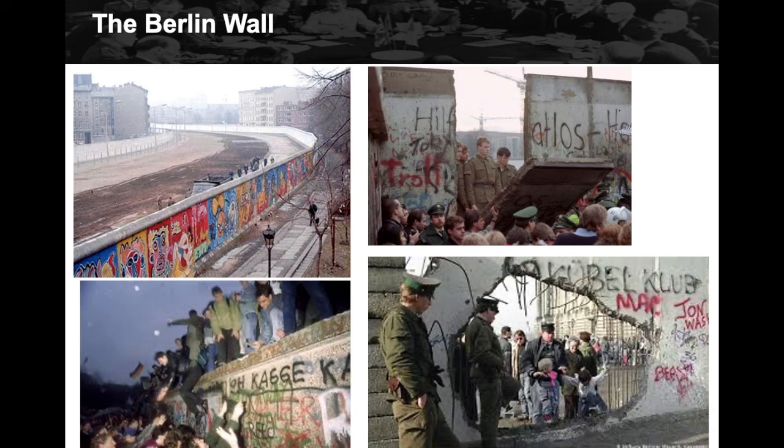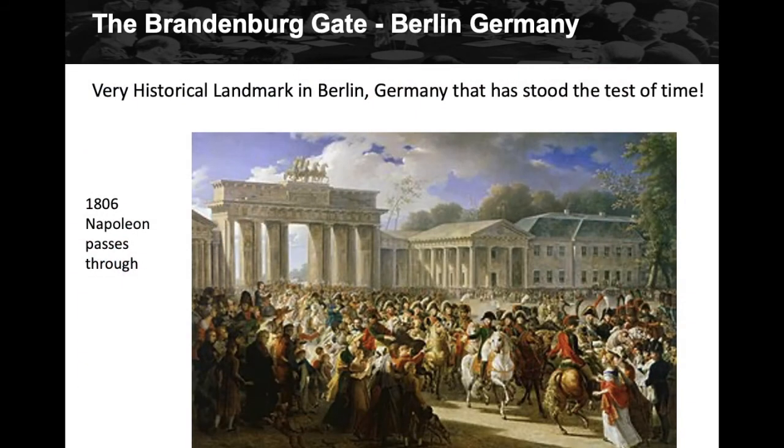Well, one of the symbols of Berlin is called the Brandenburg Gate, and it's always been a symbol in Germany of military power. And the thing is that this Brandenburg Gate was built before Germany was even a country. It was built back in the late 18th century, so the late 1700s. I just wanted to show you some pictures here of the Brandenburg Gate, a very historical landmark in Berlin, Germany, that has stood the test of time.